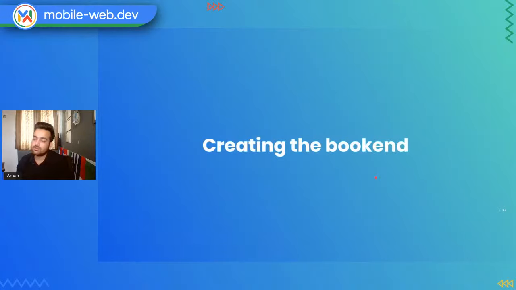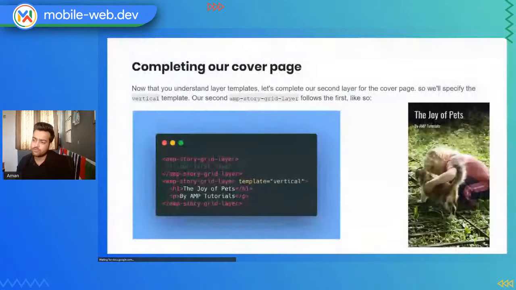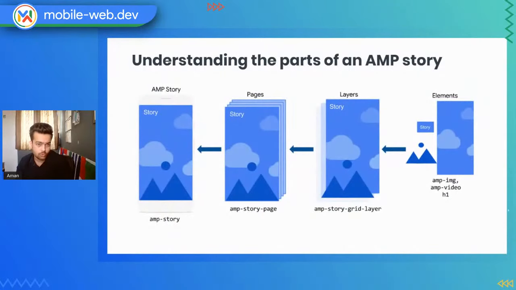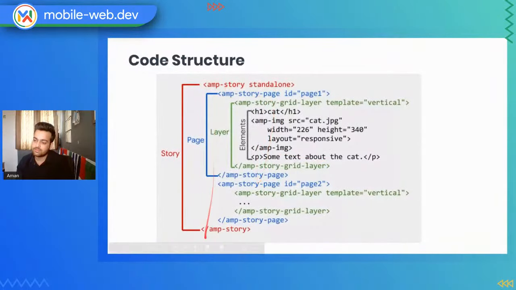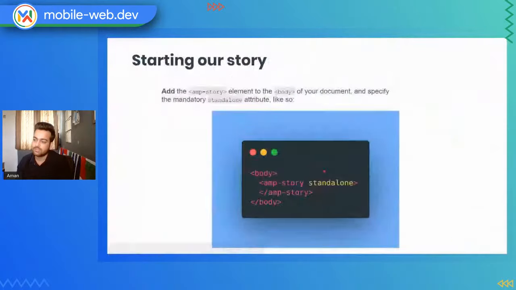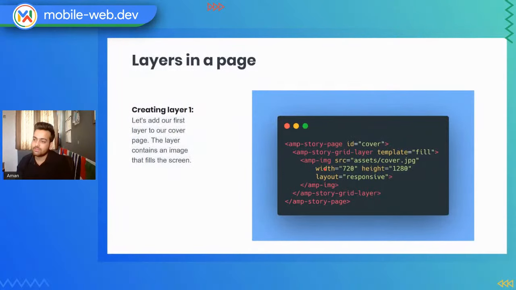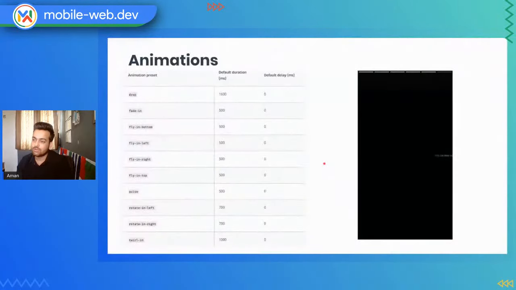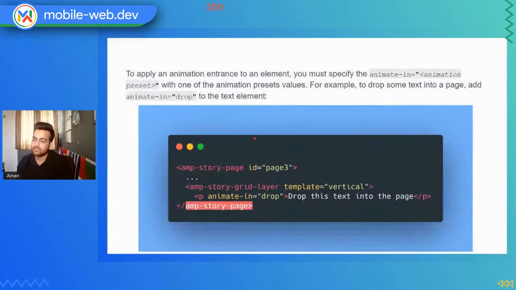So this was all about the elements. This is basic stuff. To quickly recap, if I go back to my architecture format, this is the best way to understand what the code structure of AMP story actually looks like. You have the whole AMP story component. Inside it, you have individual pages, and inside individual pages you have various layers, and every layer contains different elements. When you go to the code, this is the structure that appears. And then we saw how you can apply different effects to these layers, how you can make them cover different sizes, and also how you can animate different components inside them.